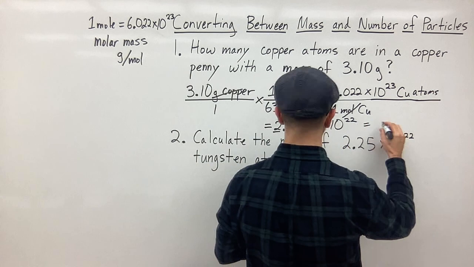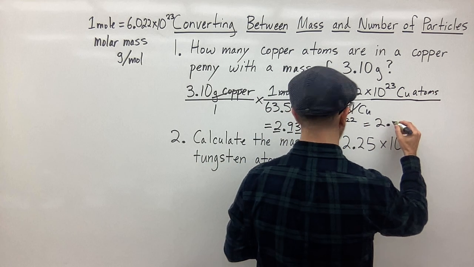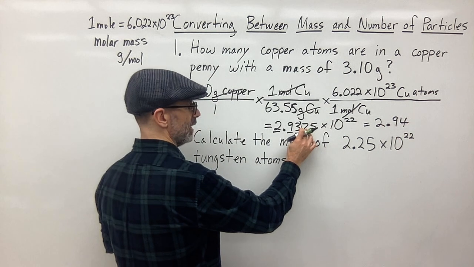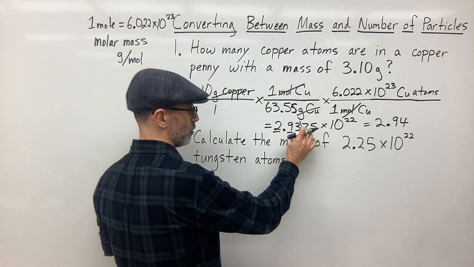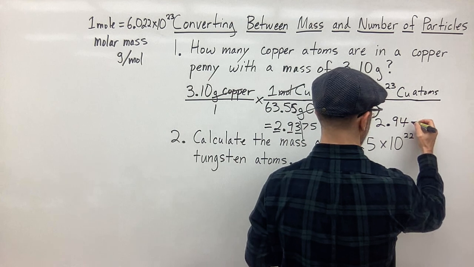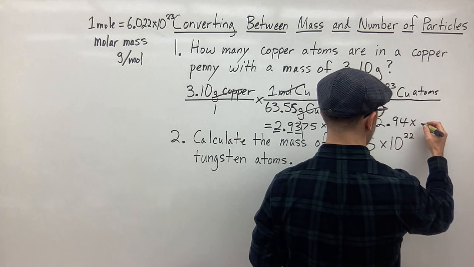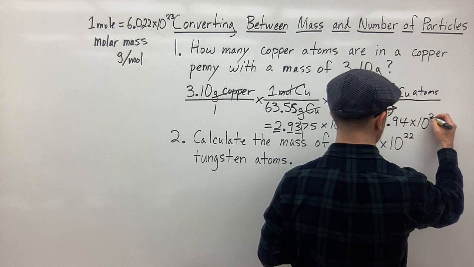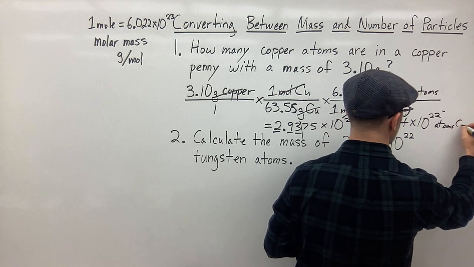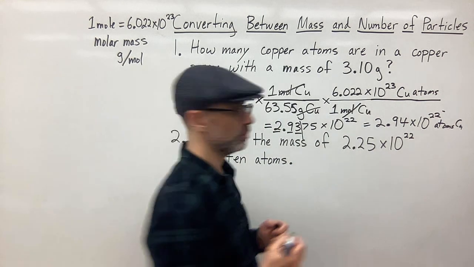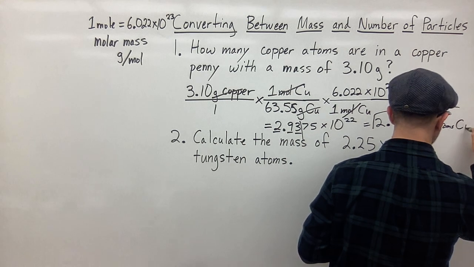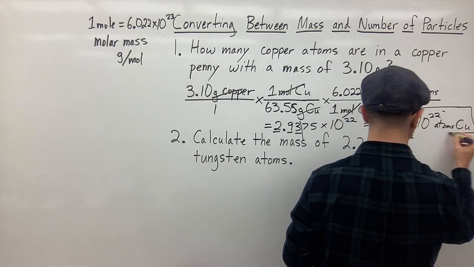So then this would become 2.94 because the 7 here is greater than 5, 5 or greater. So this number here, when it's 5 or greater, you got to round up the number next to it. So that's going to be 2.94 times 10 to the 22nd, and that's going to be atoms of copper.